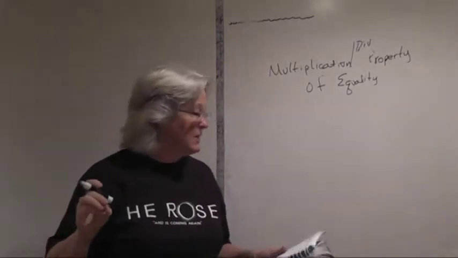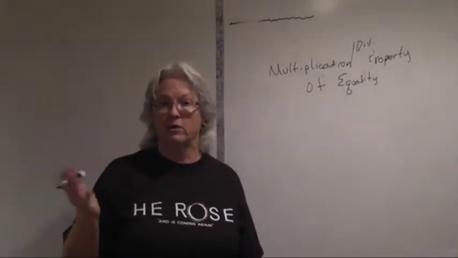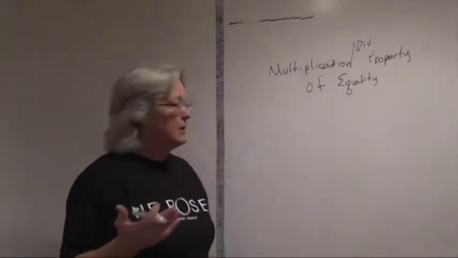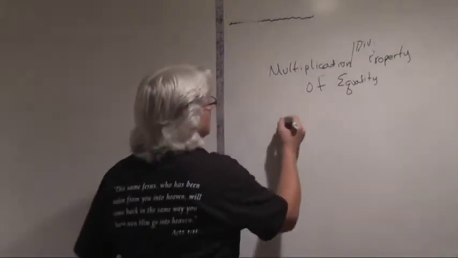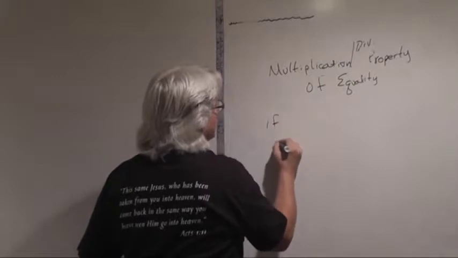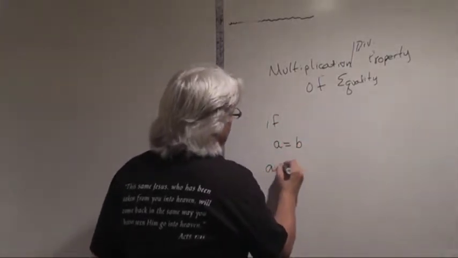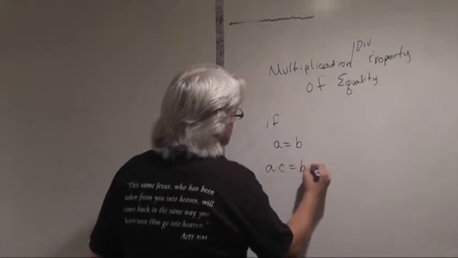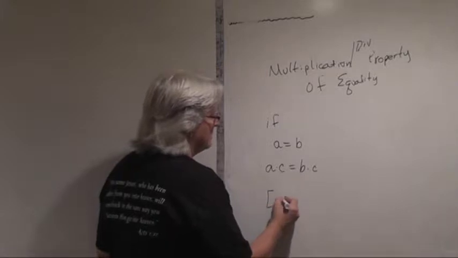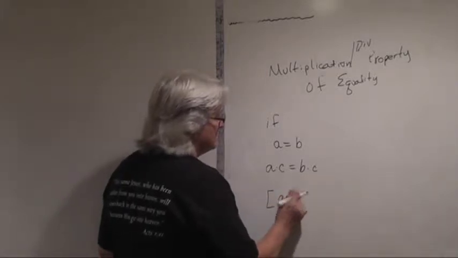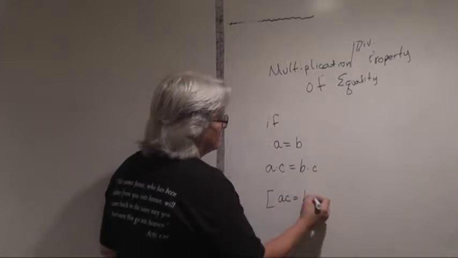This says we're going to take any numbers, it doesn't matter what the numbers are. The numbers are going to be A, B, and C, and C can't be equal to 0. We're going to say if A is equal to B, then A times C is equal to B times C. And I'm going to go ahead and write down here AC is equal to BC.